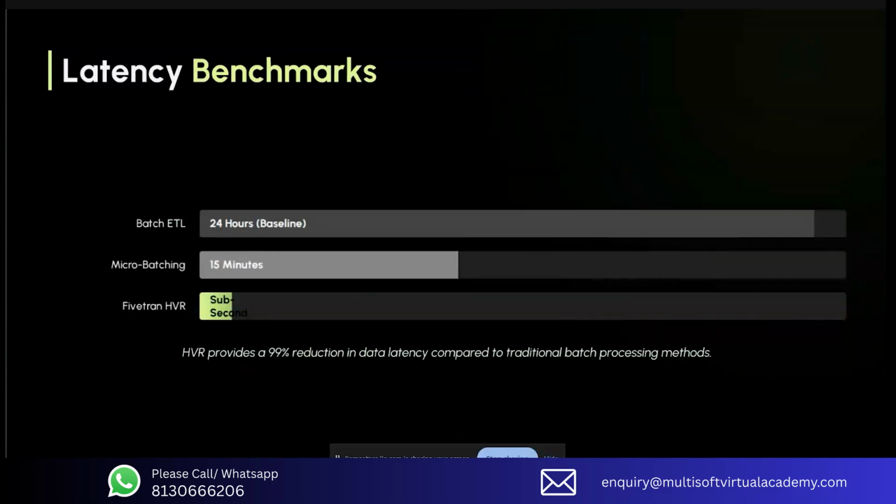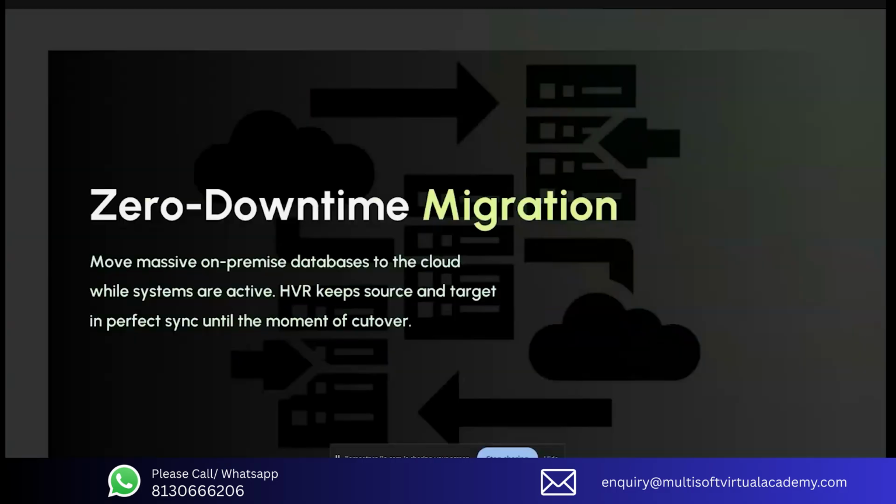So this is a simple comparison between your batch ETL jobs, micro batching, and Fivetran HVR. Just as we discussed, let's say, for example, your scheduled ETL jobs might run at night, or in the downtime, and your micro batching can run, let's say, in 15 minutes or something. But when it comes to Fivetran HVR, within sub-seconds your data is getting replicated into your target, and that's what it says. HVR provides a 99% reduction in data latency.